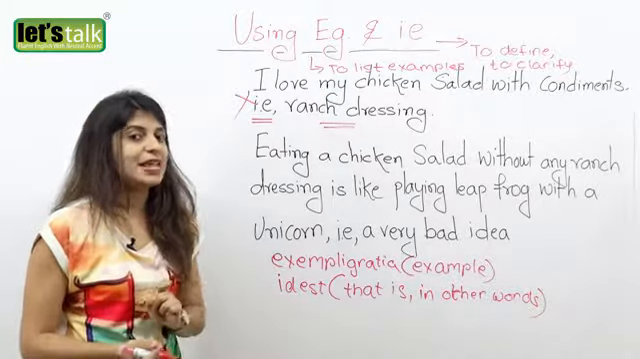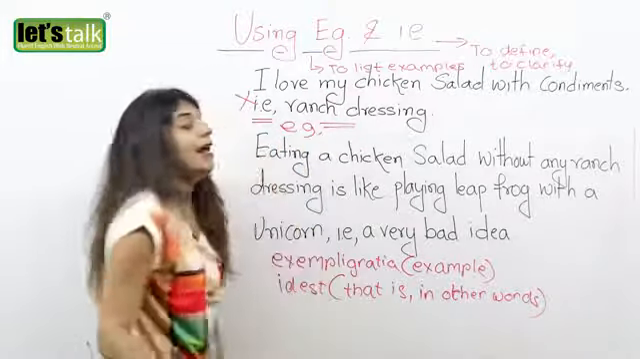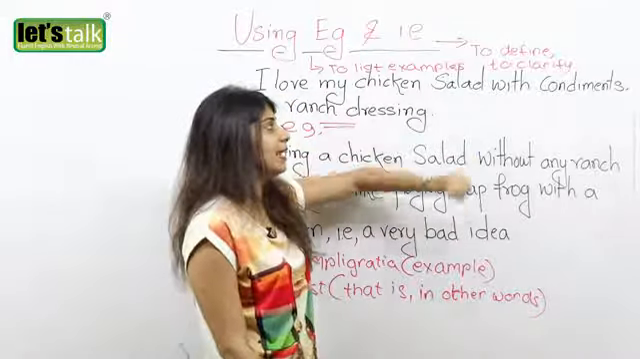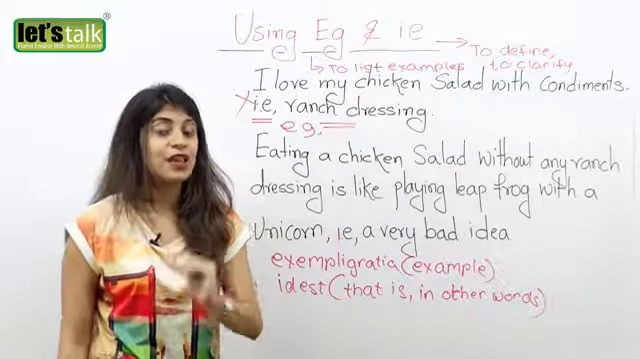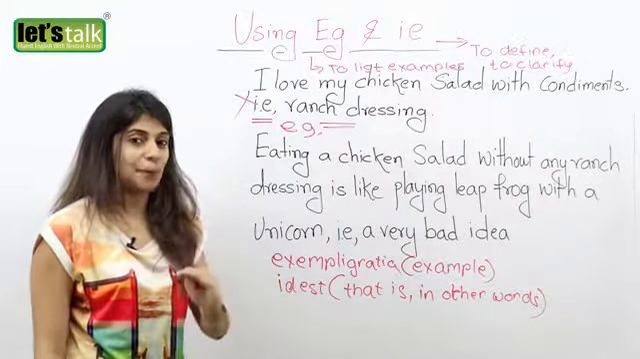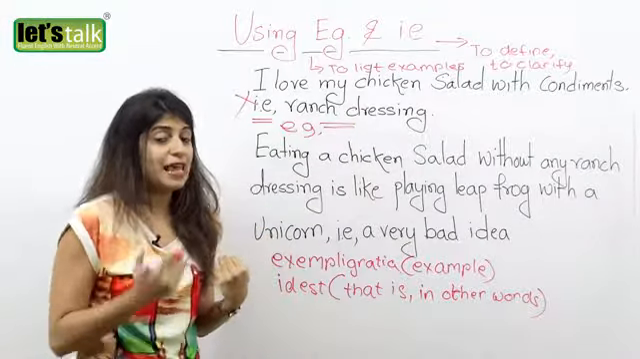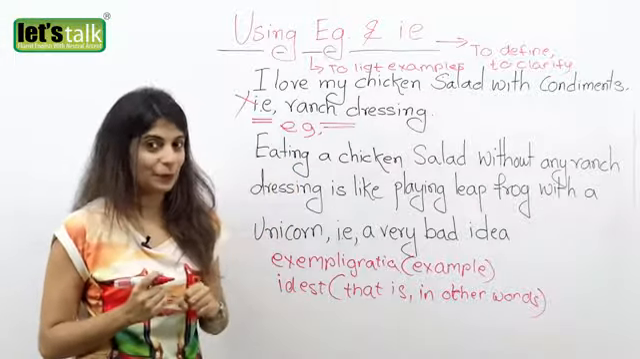The right thing to use would be e.g. So your sentence will go as, I love my chicken salad with condiments, e.g. ranch dressing. So here you're listing an example. You're showing that ranch dressing is one of my favorites and therefore I'm using e.g., that's example.